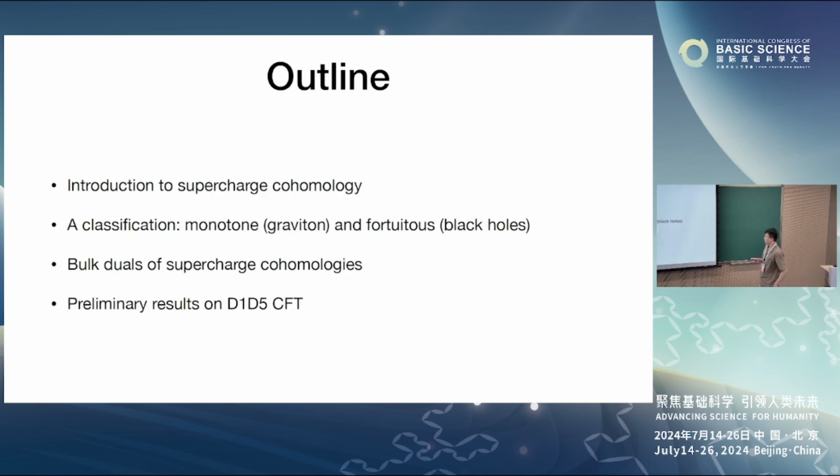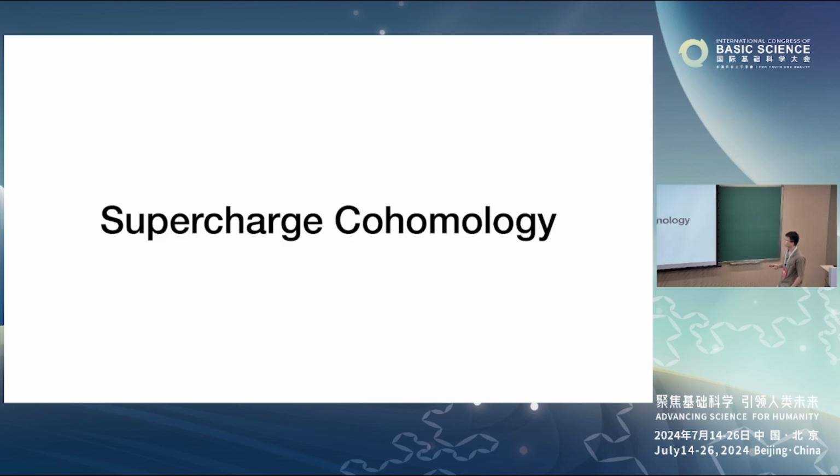So this is the outline of my talk. First I will give you the definition of supercharge cohomology, and then I will talk about the classification of it, and then talk about the bulk dual of supercharge cohomology. In this talk, I will mainly focus on N=4 super-Yang-Mills. But finally, if I have time, I will also tell you some results about the D1-D5 system.